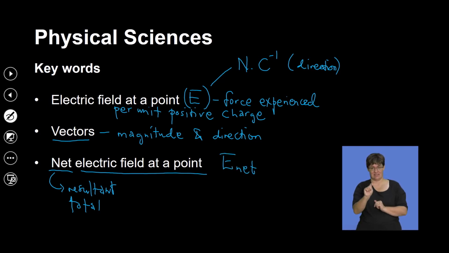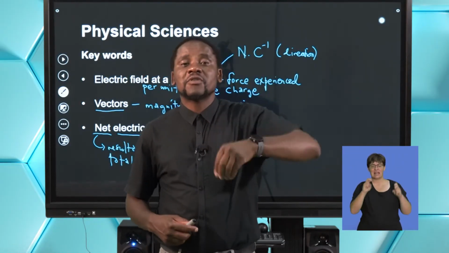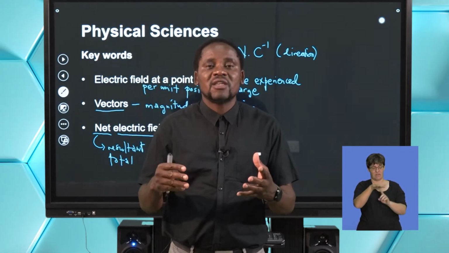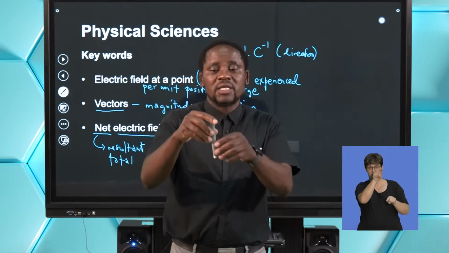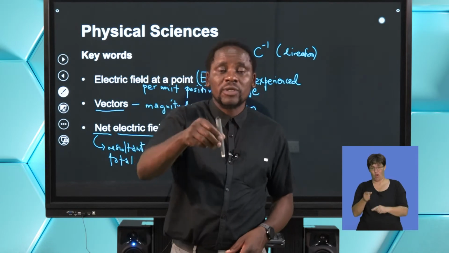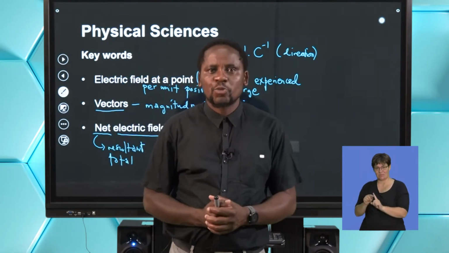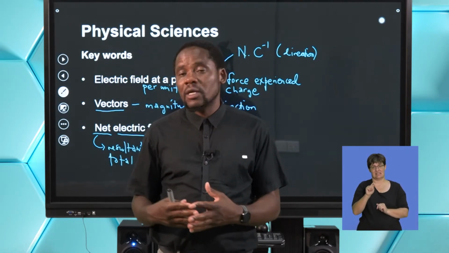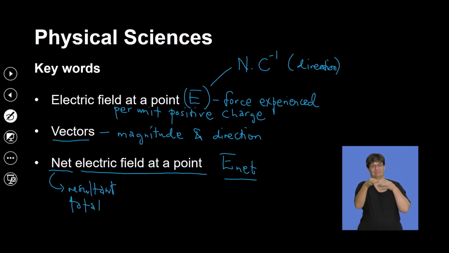What we indicated earlier is that we can talk about the electric field at a point due to a charge that creates a field. But if there are multiple charges, then we can talk about how strong the field is at that point due to those point charges in space, and hence we refer to it as the net electric field at a point. So that's as far as the definition is concerned.